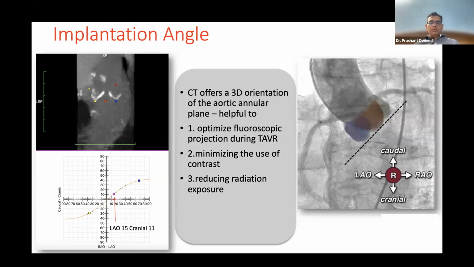So we are working in a three-dimensional anatomy, but we are looking at the two-dimensional anatomy during the fluoroscopy. So we want an angle where the nadir of all three cusps comes along a single line, because we want our valve to be deployed below the three cusps, not above. This is derived by the CT scan analysis. So this is a very important step for the CT scan analysis for TAVR, because we want that angle where I can put my valve below all three cusps.